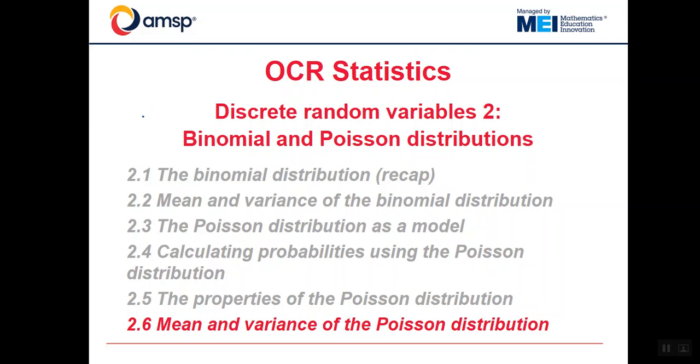OCR Statistics, Discrete Random Variables 2, Binomial and Poisson Distributions. This is the final video in this section, 2.6, and it's on the mean and variance of the Poisson distribution.